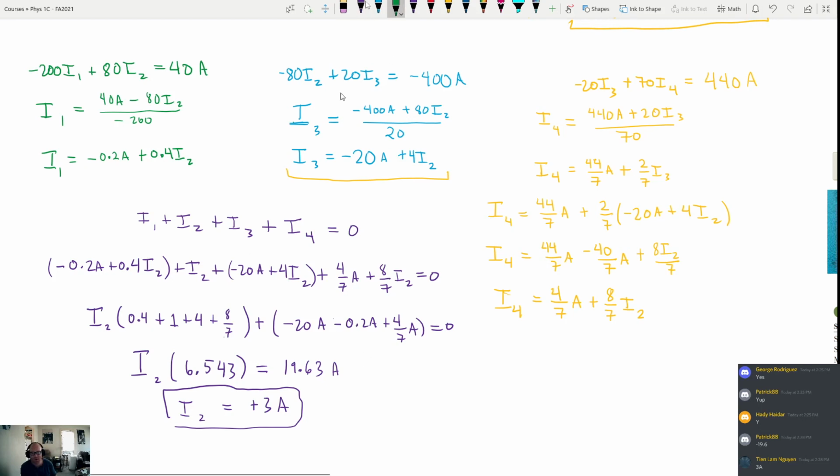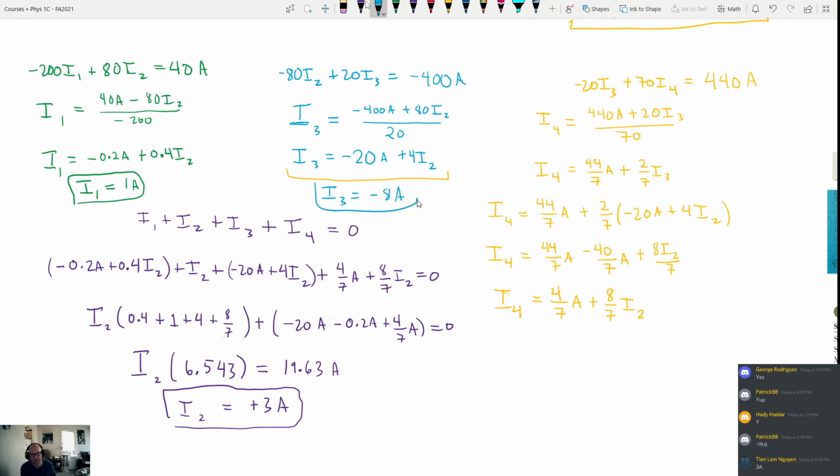So now I1, right? If we plug in our answer, so we got 3, right? So 3 times 0.4 is 1.2 minus 0.2. Look at that, it's exactly 1 amp. Well, that's got to be right. There's no way it would just turn out exactly right like this. Let's do I3 from here. I3 should be equal to negative 20 plus 4 times 3. So 4 times 3 is 12. Negative 20 plus 12 would be negative 8.